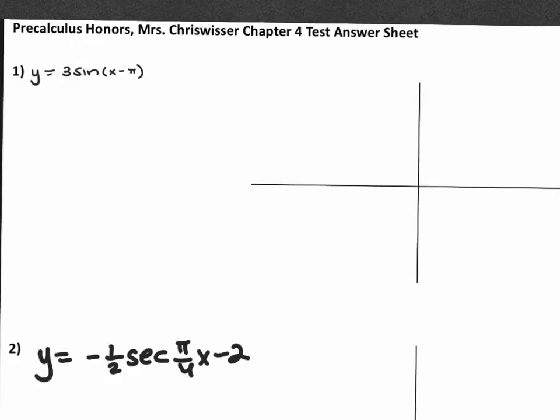All right, so your order might have been different. I think I randomized the order, so just jump around if that's the case. My first one was y equals 3 sine (x minus pi). So my A here is 3. My amplitude, which is something I'm going to enter in, is 3. You'll just do the number.